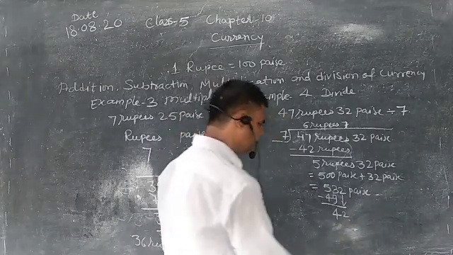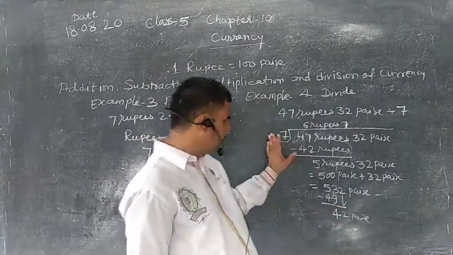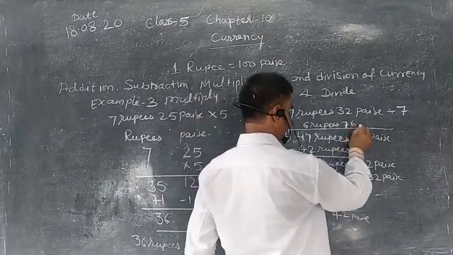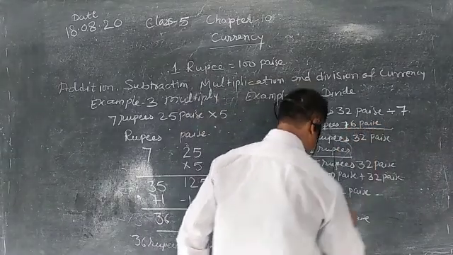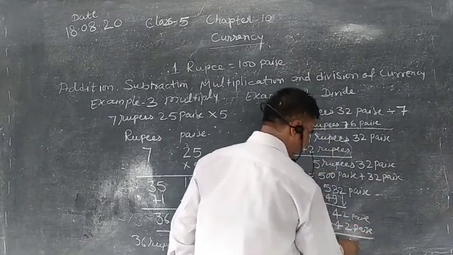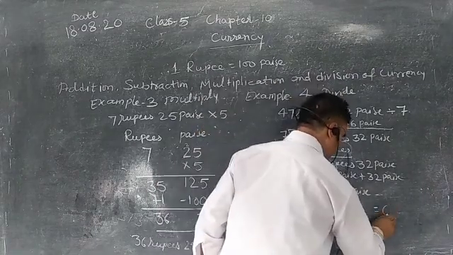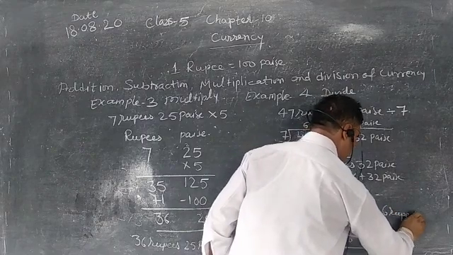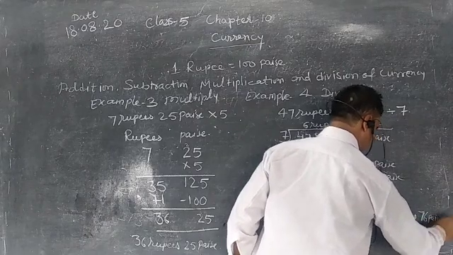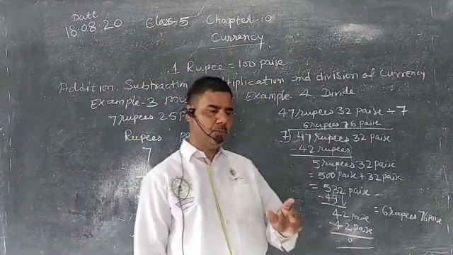42. Speak the table of 7 up to 42. 7 6s are 42. Okay, the paise column is complete. And our answer is 6 rupees 76 paise. Have you understood? Yes, understood. Once more.